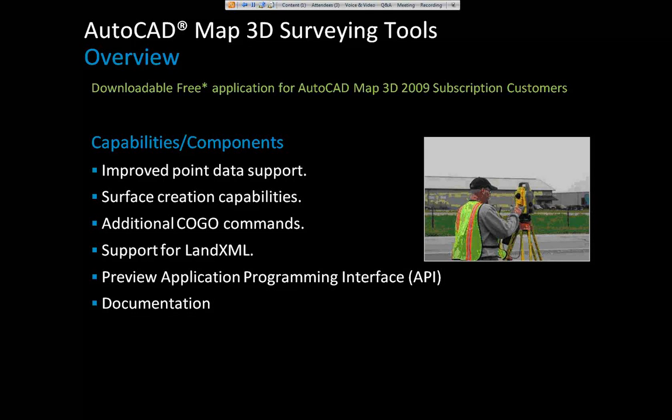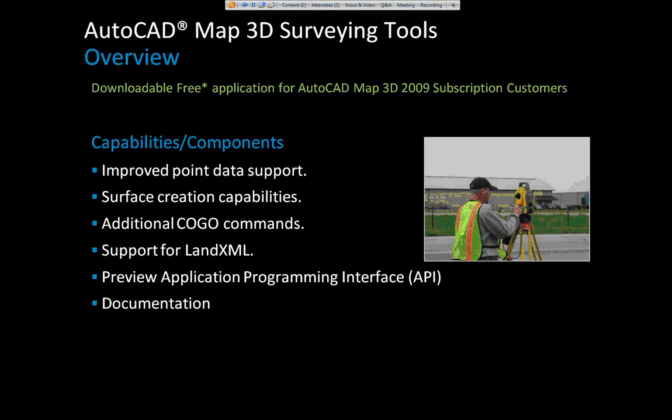So what do the surveying tools bring to Map 3D? They bring an improvement in point data support. Typically, when working with point data, it's been fairly cumbersome in Map 3D to get that point data into your drawing, whether that point data is in an ASCII comma delimited format or a database of some sort. The surveying tools improve that capability.